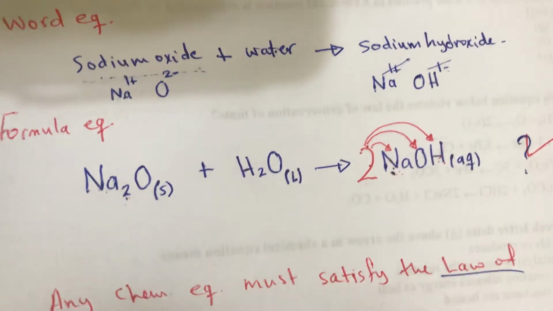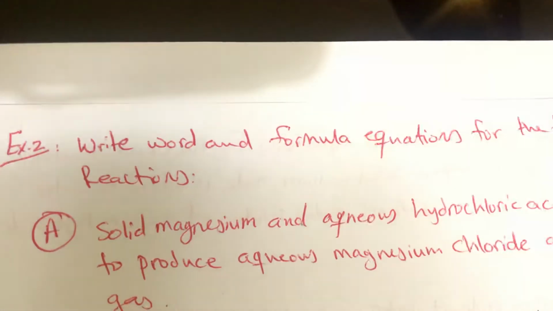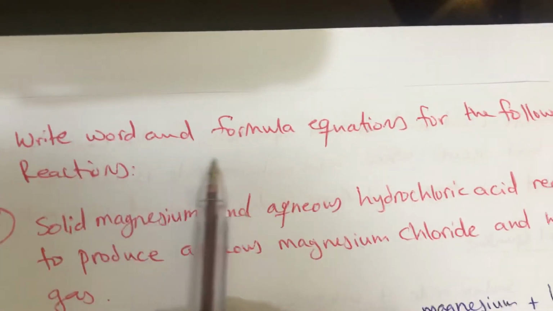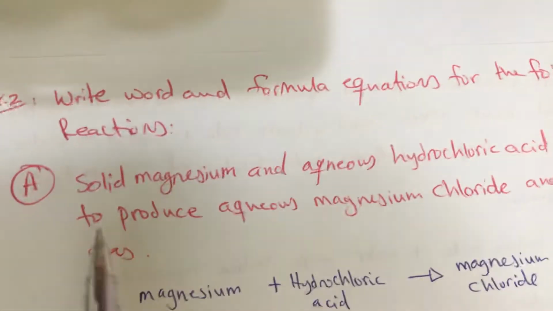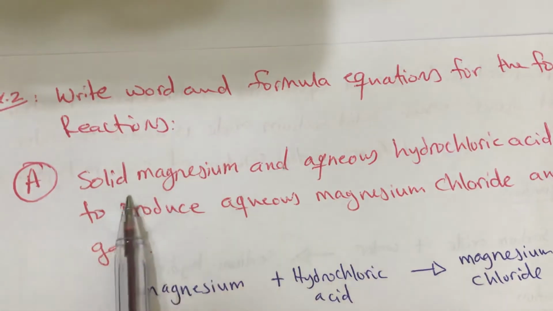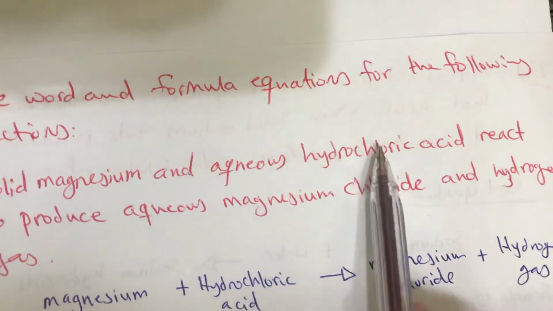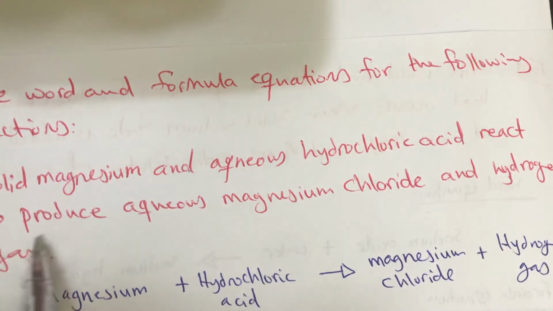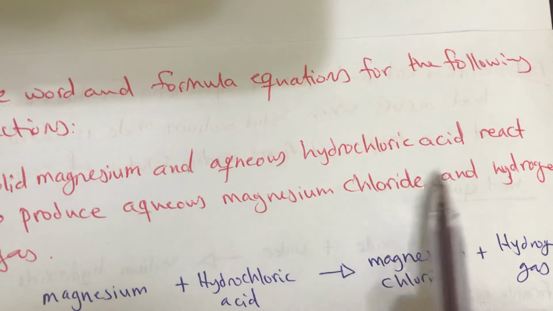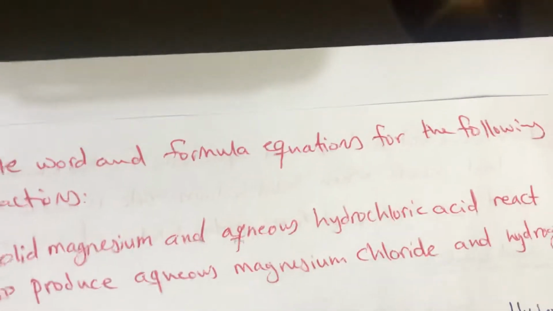So another example. Now, write word and formula equation for the following reactions. So the first one: solid magnesium and aqueous hydrochloric acid react to produce aqueous magnesium chloride and hydrogen gas.